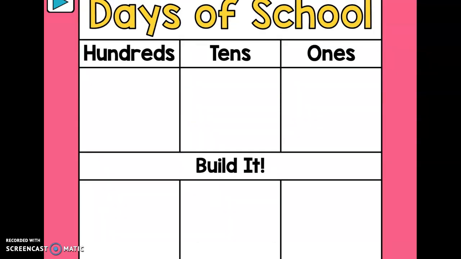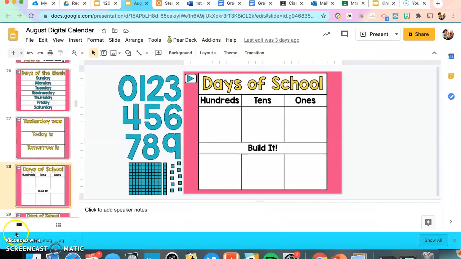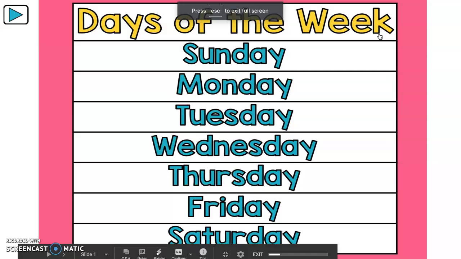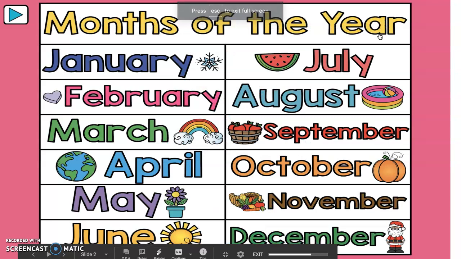Oops. This is not the right thing. Sorry about that, friends. I messed up. Okay, we did our days of the week. Now we're going to move on to the months of the year.